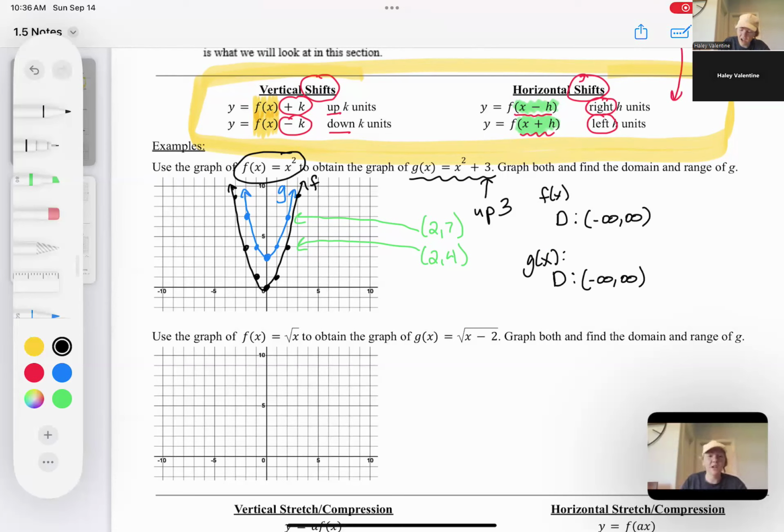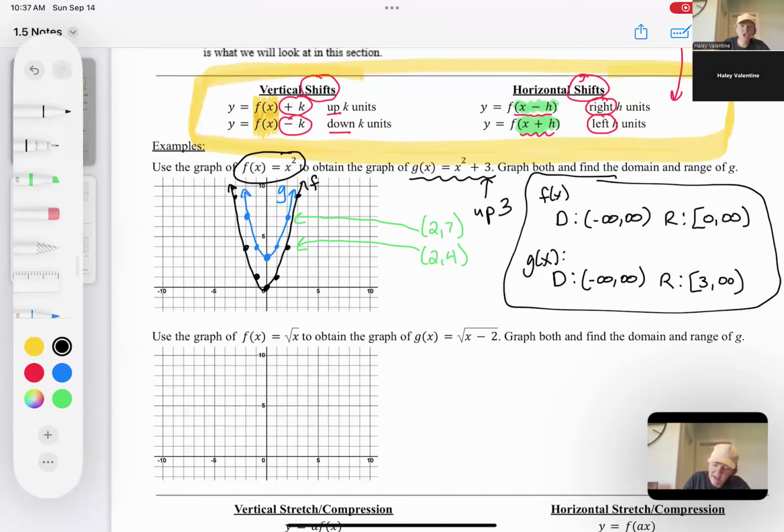Okay, but now the range is not the same. Look at your original graph, the black one, f. It starts down at 0 and then goes up forever. But our range for the graph of G, now it doesn't start at 0, it starts at 3 and goes up forever. Okay, and so again, recognizing that if I am changing a Y value up and down, that changes the range because range represents all our Y values.